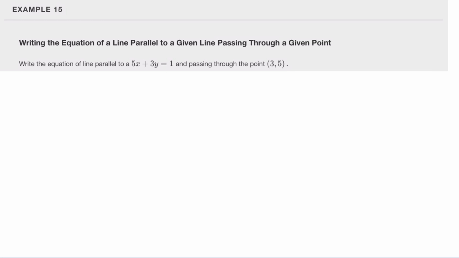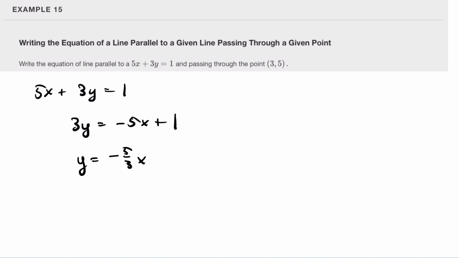All right? So we're given this 5x plus 3y equal to 1. Let's go ahead and solve for y. We got 3y equals negative 5x plus 1. Divide both sides by 3. Negative 5/3 x plus a third. So if we want to be parallel, that means our slope is going to be negative 5 by 3.